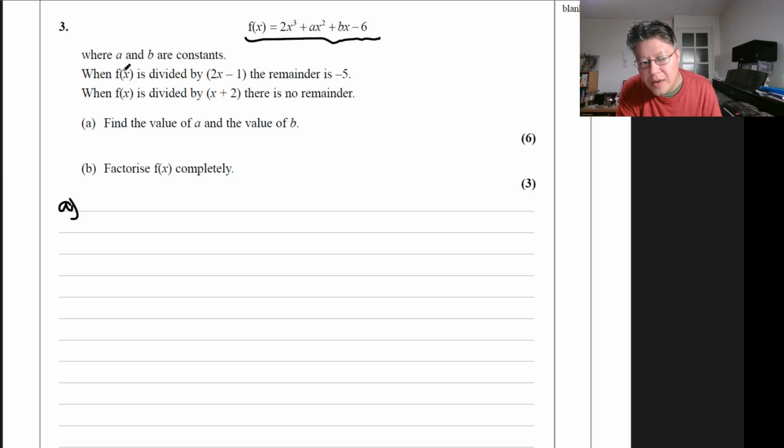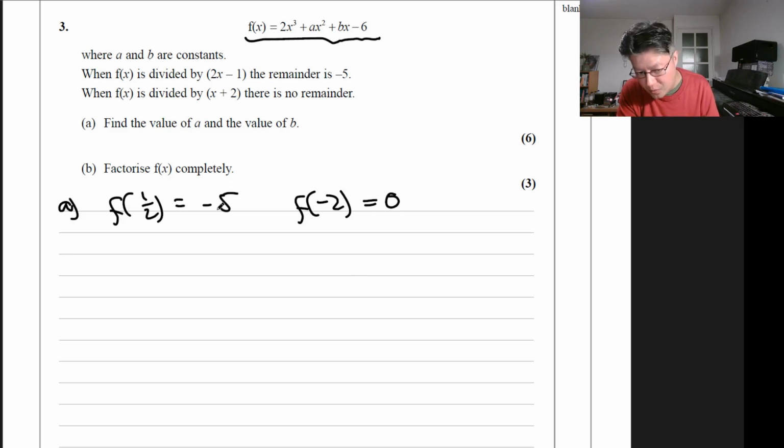We're told that when we divide f of x by 2x minus 1, the remainder is minus 5. So that's the same as if we were to plug in x equals a half into f of x. So f of half should equal minus 5. That's what this first statement says. And the second statement is that when you divide it by x plus 2, there's no remainder. So if we were to substitute minus 2 into f, the answer should be 0. And we can use both of these to make some equations involving a and b.